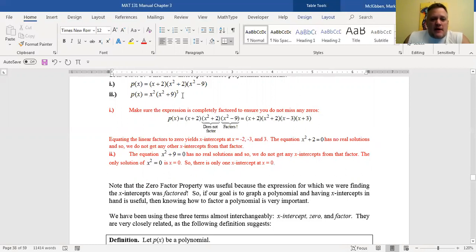Here, the same sort of phenomenon occurs. You set each of these equal to 0. Well, certainly x squared is 0 when x is 0, but this guy is never 0. It's a sum of squares. And so you only have one x-intercept this time, namely when x is 0.